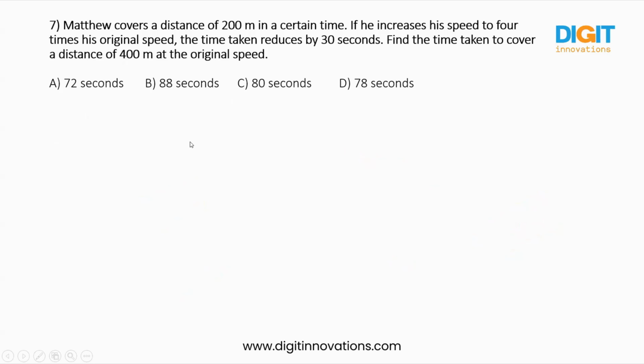Next one. Matthew covers a distance of 200 meters in a certain time. If he increases his speed to 4 times his original speed, the time taken reduces by 30 seconds. Find the time taken to cover a distance of 400 meters at the original speed. So let us take speed as s and the distance is 200 meters. Now we need to find the time. Let us find t using the time formula, distance by speed. We know the distance is 200 meters and the speed is s.